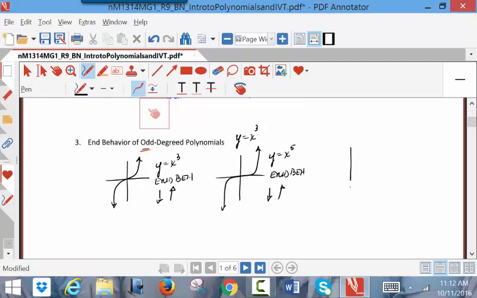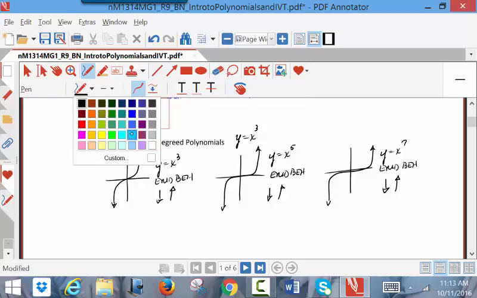So if you try y equaling x to the seventh, it's going to look very similar. I'm being really dramatic in my graphs. And its end behavior will again be down on the left and up on the right. So it's an odd degree polynomial. The end behavior will be going opposite directions. Okay, opposite directions.